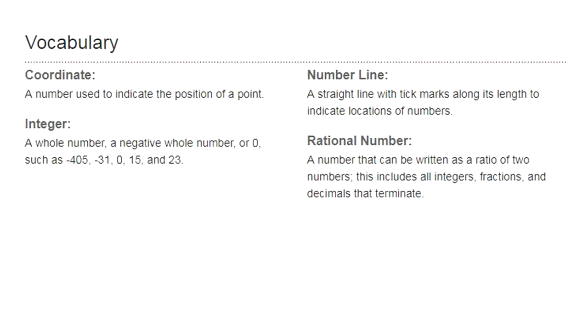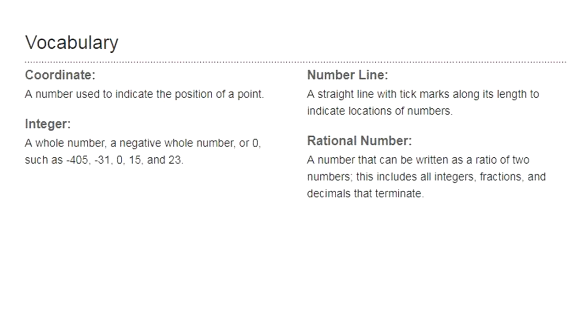All right, so we have four new vocabulary words. So we have a coordinate, which is just a number used to indicate the position of a point. So when we say the coordinate, it is basically just a point, but it's the number where that point is. An integer is a whole number, a negative whole number, and zero. So you could have negative 405, negative 31, 0, positive 15, positive 23, positive 6,000. As long as it's a whole number, positive or negative or 0, then it counts.